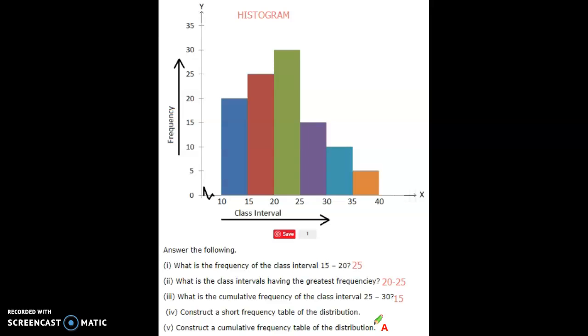Okay, construct a short frequency table. We're not going to do that, and we're not going to do the other one either.